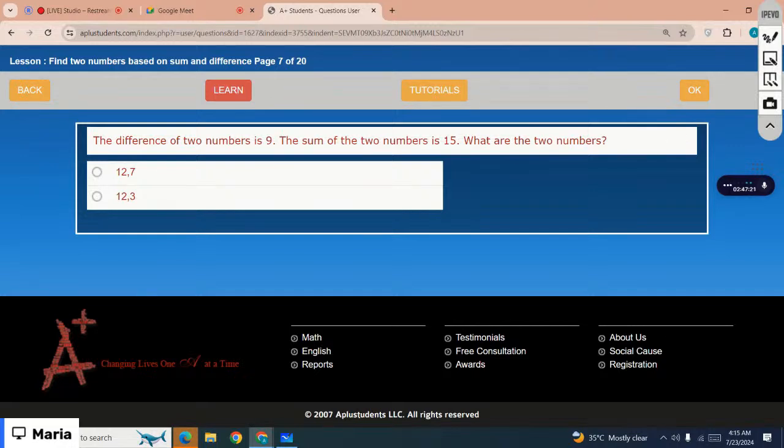The difference of two numbers is 9. The sum of the two numbers is 15. Option 1.